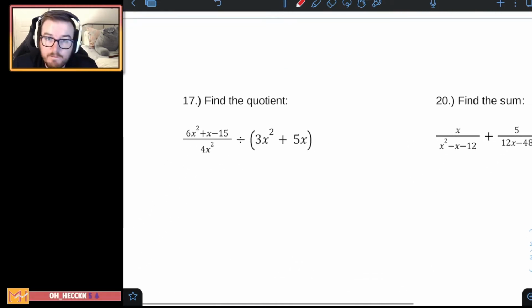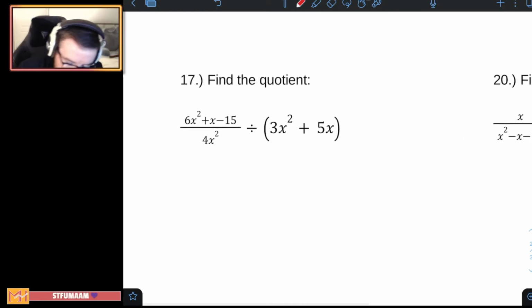Division. Dividing is the same thing as multiplying, but by the reciprocal. So when I see this, we're going to divide, aka multiply by the reciprocal. So they have a GCF of x, and I'm left with 3x plus 5.